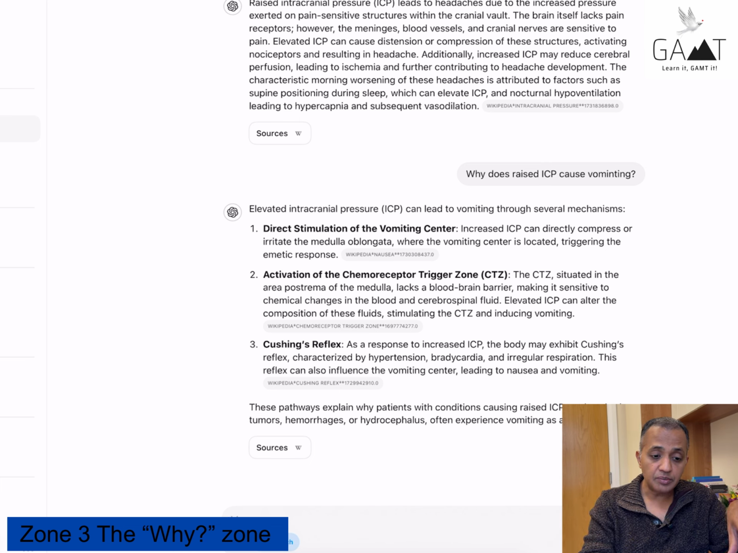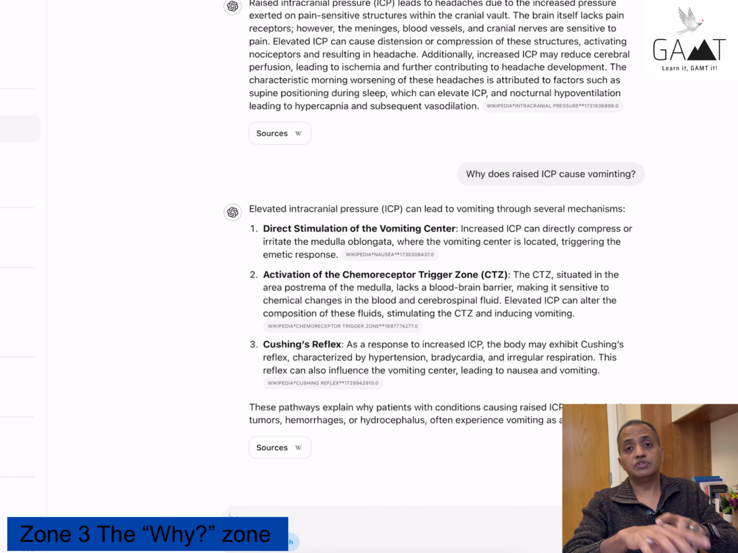So the next thing is activation of the chemoreceptor trigger zone. Besides the vomiting center, this chemoreceptor trigger zone is in the area postrema of the medulla, which lacks a blood-brain barrier, making it sensitive to chemical changes in the blood. Elevated ICP can alter the composition of these fluids, stimulating the chemoreceptor trigger zone. Then Cushing's reflex. Cushing's reflex can cause hypertension, bradycardia, and irregular respiration. This reflex can also induce the vomiting center, so it says Cushing's reflex also increases vomiting.